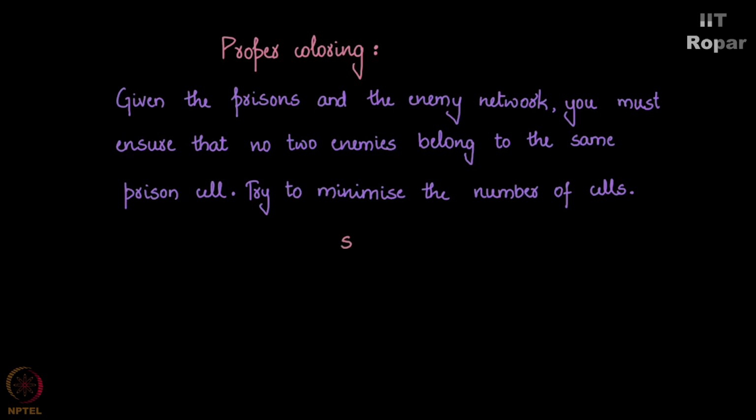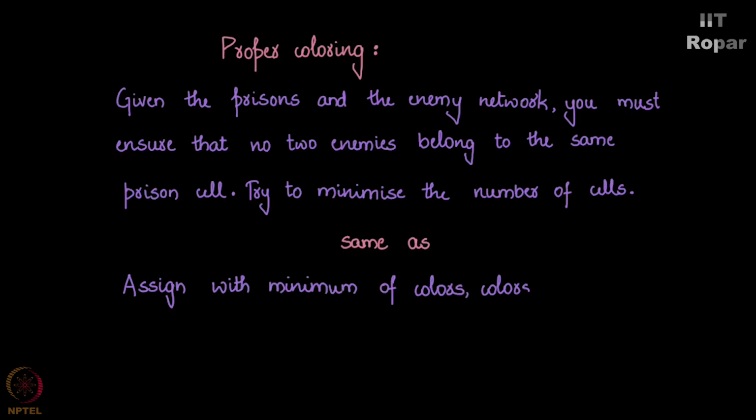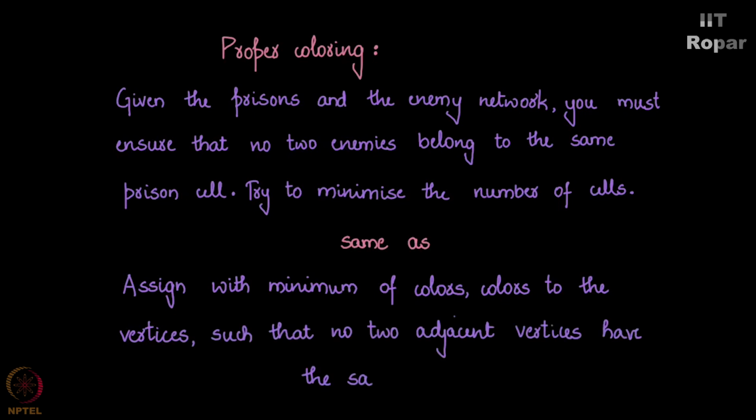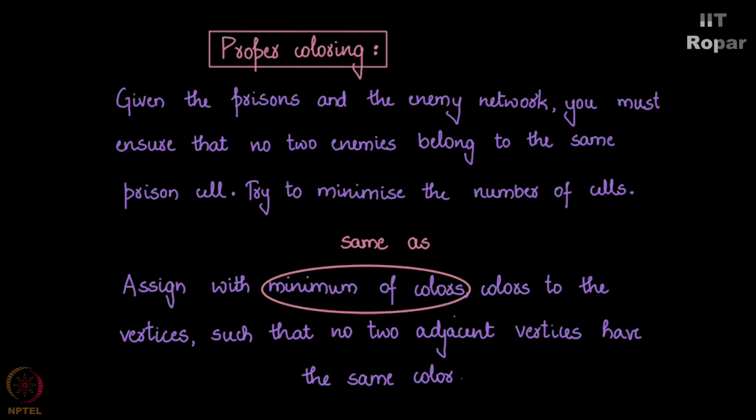This question is same as, can you assign with minimum number of colors? Assign colors to all the vertices such that no two vertices that are adjacent have the same color. This is called a proper coloring of a graph. A proper coloring of a graph is simply assignment of colors to vertices such that no two adjacent vertices get the same color. But the question here is, obviously, if you color every single node with different colors, it's a proper coloring. But what I want is the minimum number of colors. That minimum number of colors is called the chromatic number.